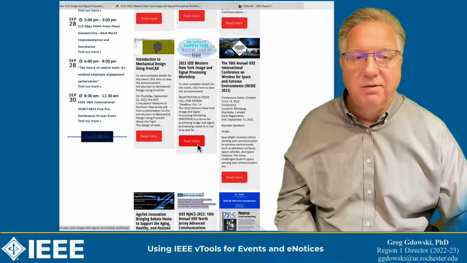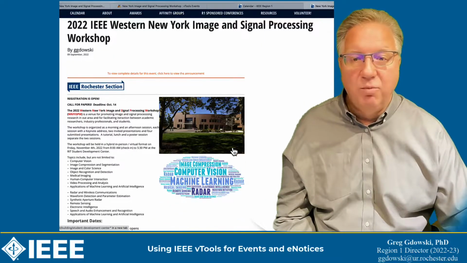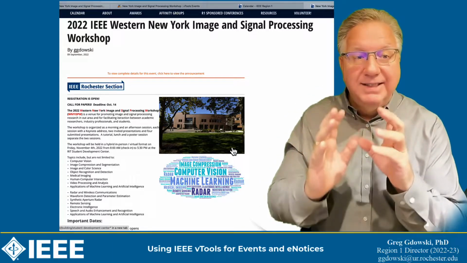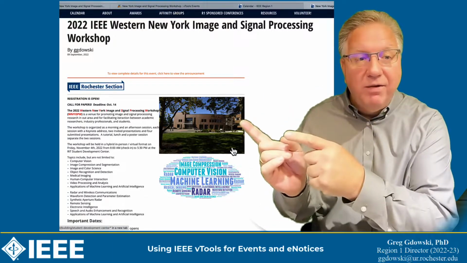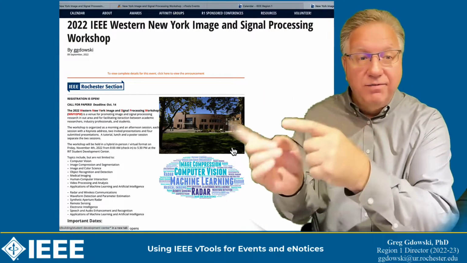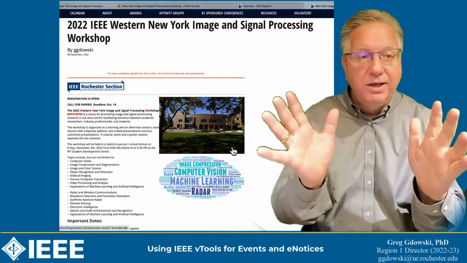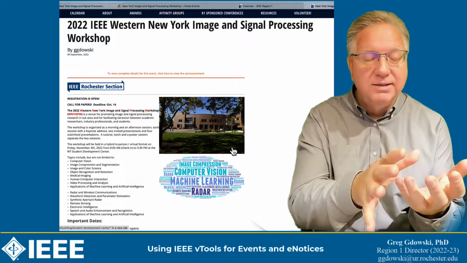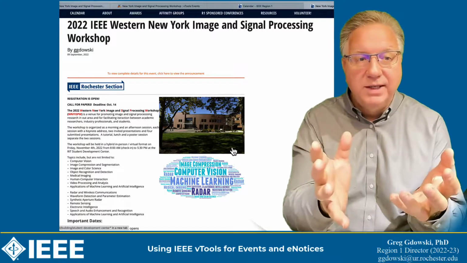So let's go ahead and click on that. And lo and behold, look at that. The thing on our webpage looks exactly like the email that went out. It looks exactly like the event you created, and everything is the same. Why? Because I only created it once. I didn't create it 3 times.